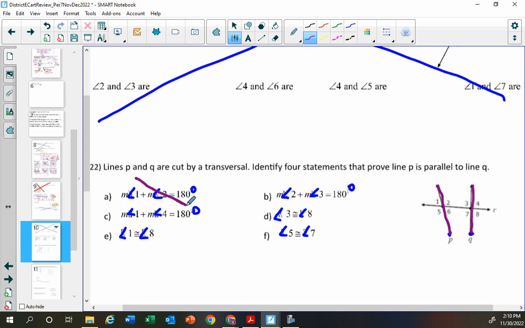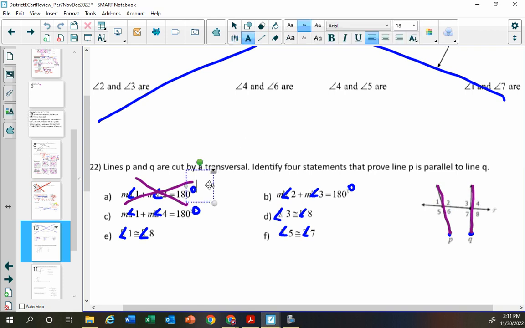So could this be a possible option? No. Even though it's a true statement, angle 1 and 2 are over here. They don't even consider P and Q or the other line. That's only with one line. So that's why we have to cross that one out. Only one line. That's why you've got to cross that out.